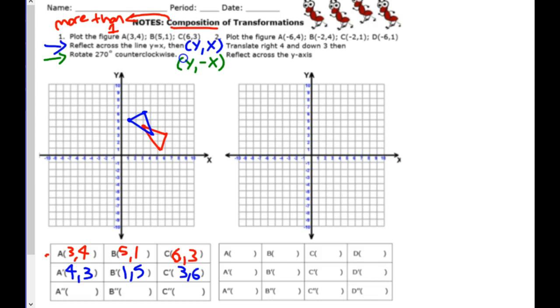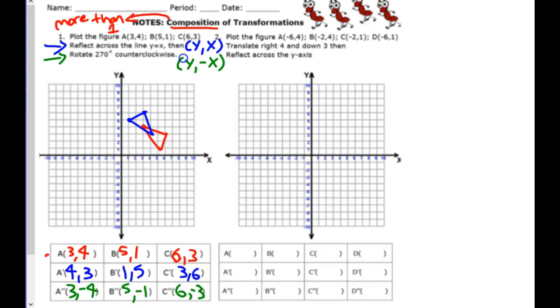I'm going to take that x value of 4 and change it to negative 4, and then switch them. What do I get? (3, -4). Very good. You see how that x changed and switched? What's my next one going to be? So (1, 5) becomes (5, -1). Sure. All right. And then we're going to change the x and switch them. We get (6, -3).